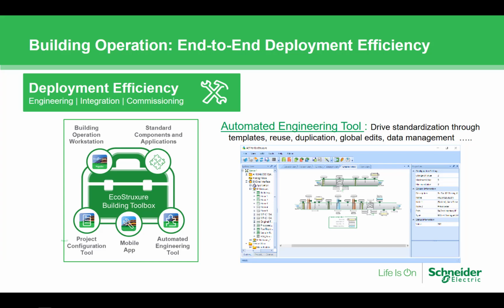This video is part of a series to introduce you to the tools, features, and assets available for EcoStruxure Building Operation that can help drive deployment efficiency. We'll focus on the automated engineering tool and how it can be used to drive standardization and consistency through the use of standards, along with features that speed deployment.